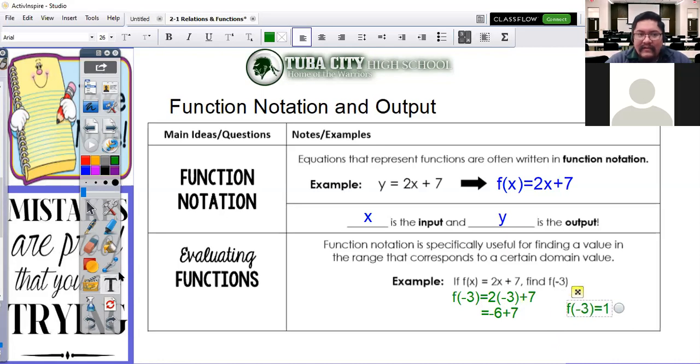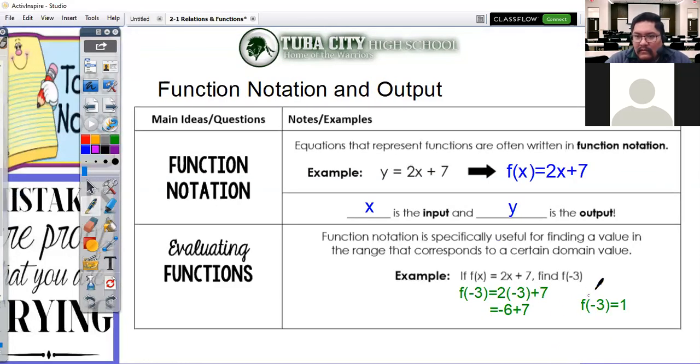And this is actually the answer that we need right here, because this is telling us that this is the input. The input is negative 3. All right, so if the input is negative 3, this means that our output is 1.